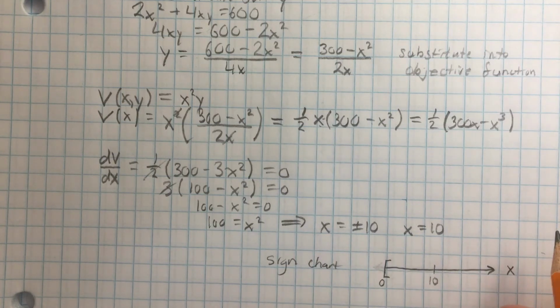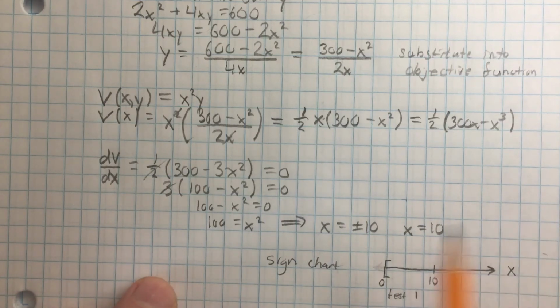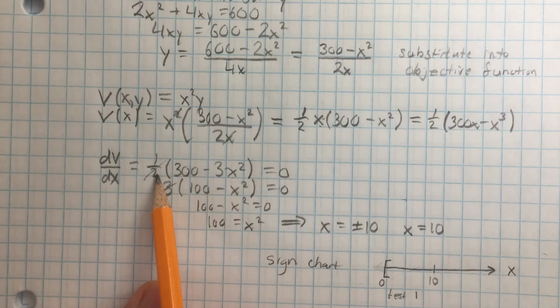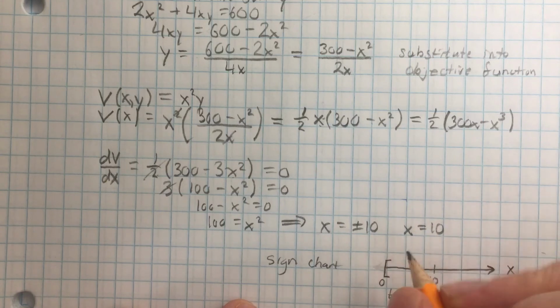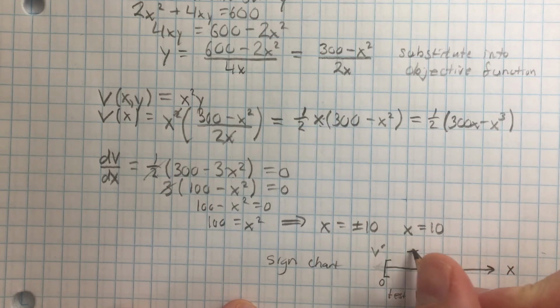Let's go back and see now what happens. If I take a test case between 0 and 10, like 1 or something, I plug 1 back into the derivative. So we have 300 minus 3. Well, that's positive, obviously, times the 1/2 positive out here is still positive. The derivative is positive when I test 1. So I'm going to write V prime is positive on this interval.